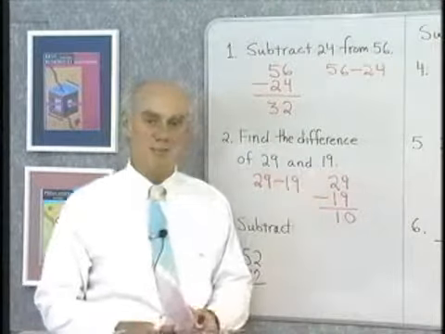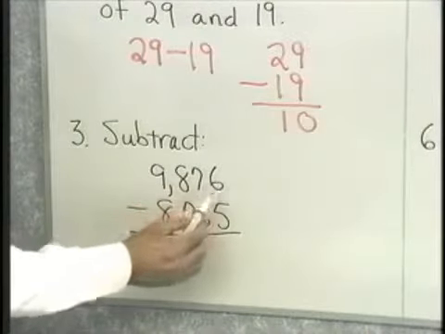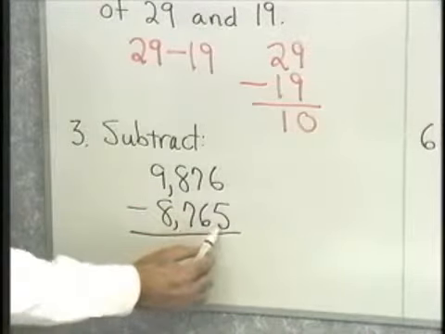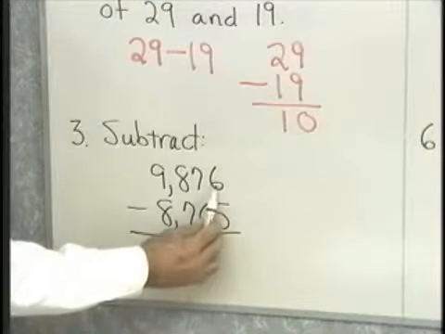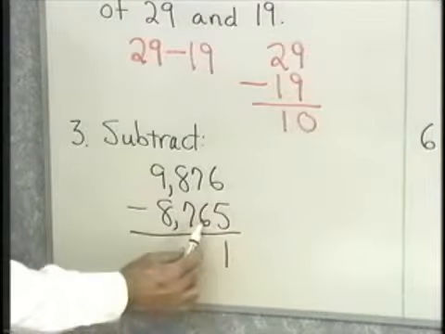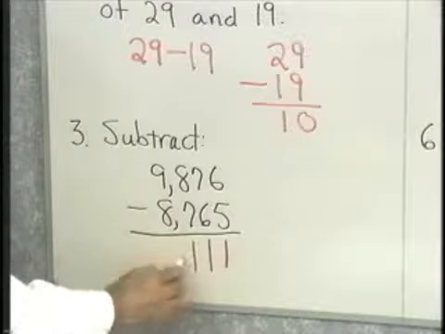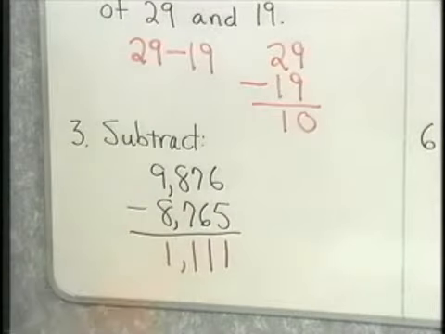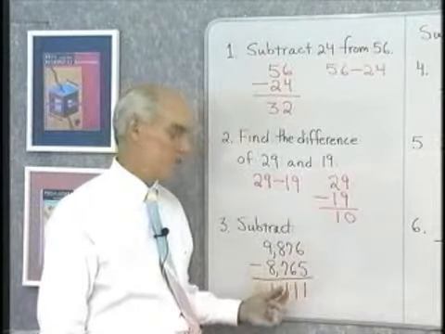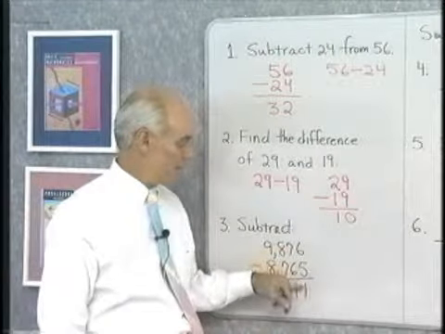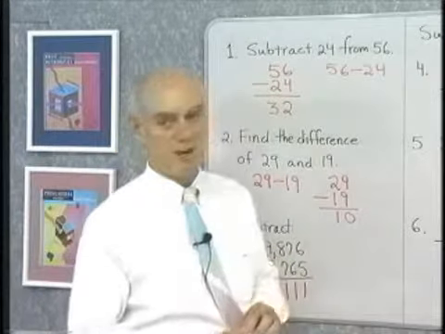Let's look at some other subtraction problems. Here again I have 9,876 minus 8,765. Again, I'll subtract in columns. I'll take 5 and I'll subtract it from 6. That gives me 1. 6 from 7 is 1. 7 from 8 is 1. And 8 from 9 is 1. So I get 1,111 for the answer to that problem. And again, I just simply subtract in columns. 6 subtract 5 is 1. 7 subtract 6 is 1, so on and so forth.